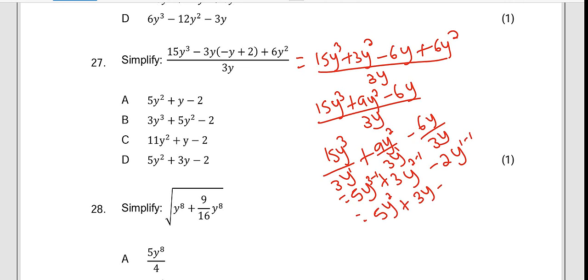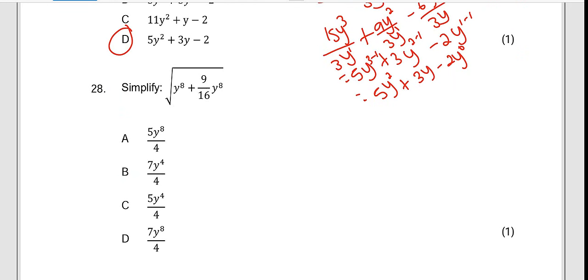plus 3y minus 2y to the exponent of 0. And the final answer is going to be 5y squared plus 3y minus 2, because any number to the exponent of 0 is 1, and then 1 times that number is that number. So what's the correct answer? The correct option is D.